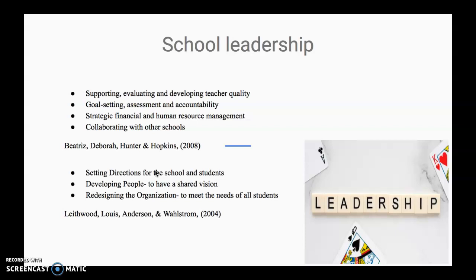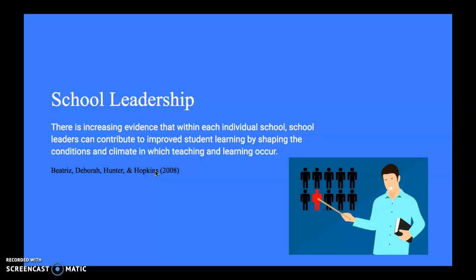Redesigning the organization to meet the needs of all students. There's not one way to do it. It's more than one way to skin a cat, and we need to do what is best for all of our students. A little bit more on school leadership. There's increasing evidence that with each individual school, school leaders can contribute to improved student learning by shaping the conditions and climate in which teaching and learning occur. We as school leaders can set the tone and the culture for our students and what is expected of them through our teachers, through hard work, and sharing that one vision of where we're going to go.